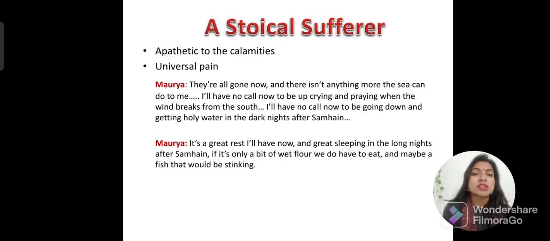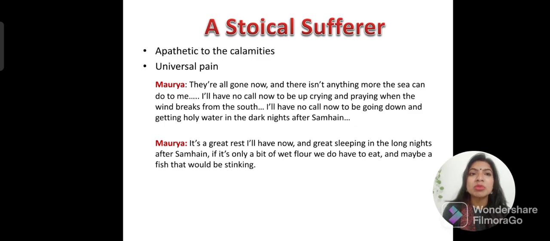So she is a distressed mother. Second, she is a superstitious woman. She is a religious woman. And the next, a very important quality of Maurya is that she is a stoical sufferer.